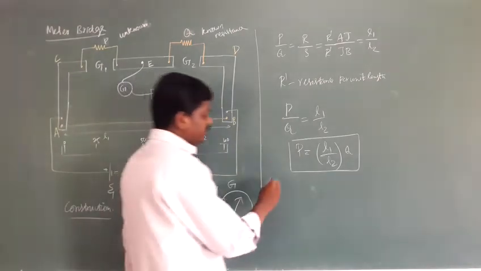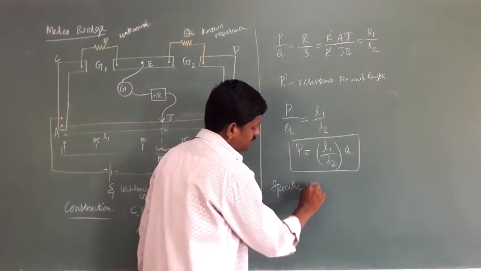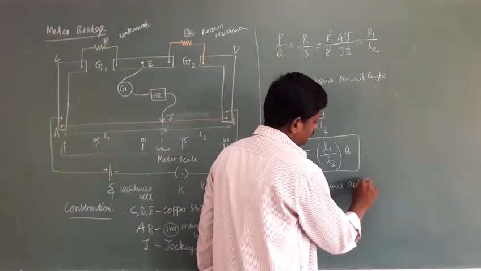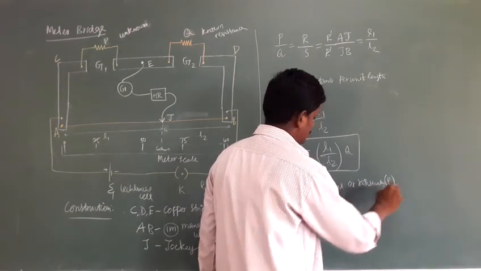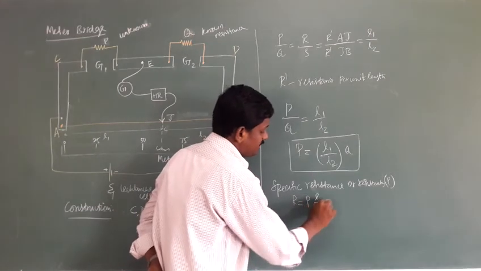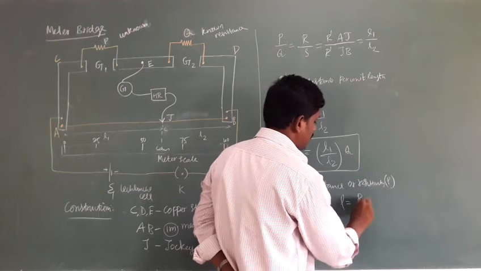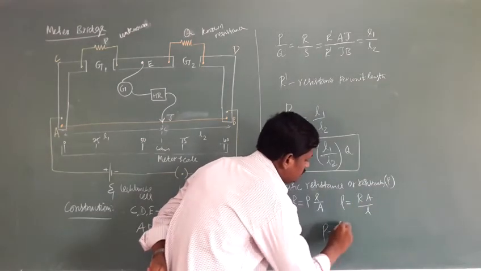After that we are going to find the specific resistance, or resistivity, that is rho. Already we know resistance R is equal to rho times L by A. So rho is equal to RA by L.